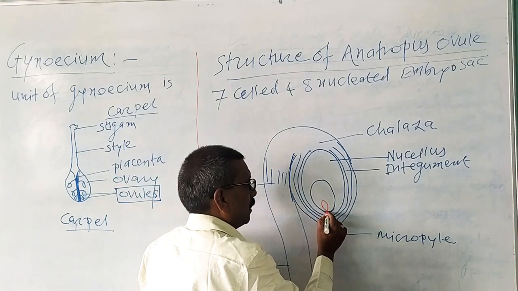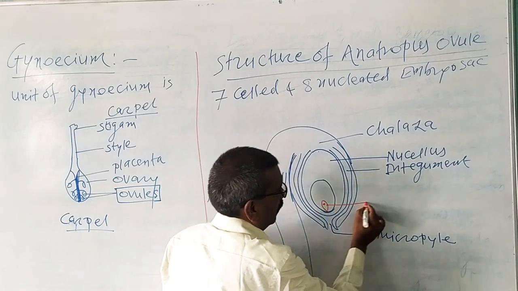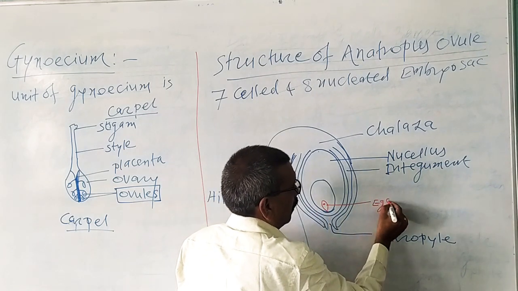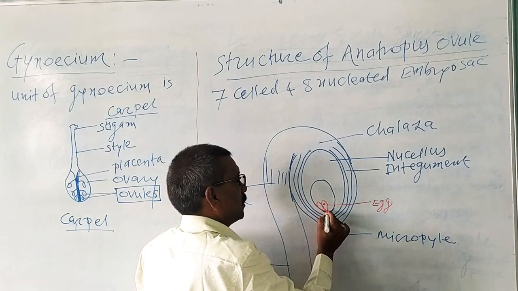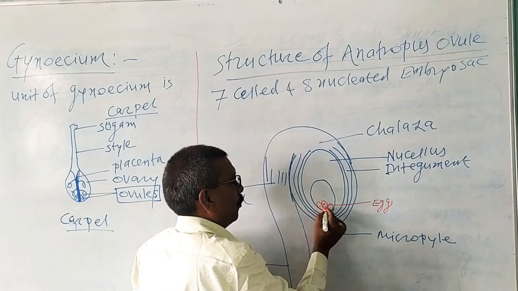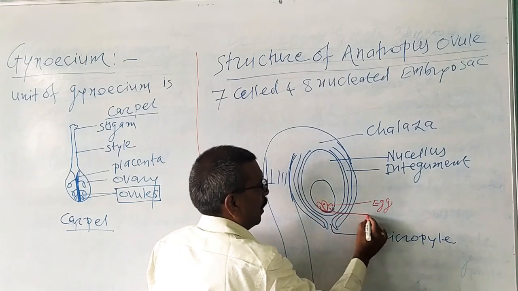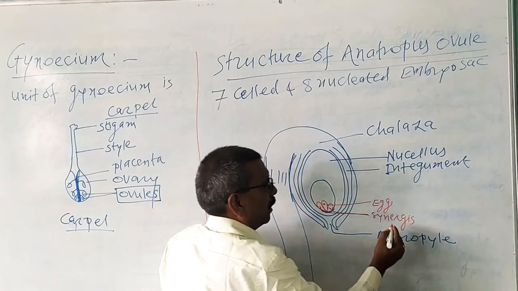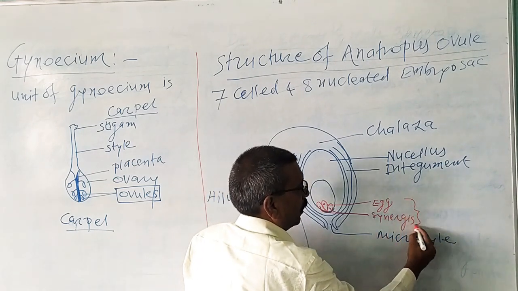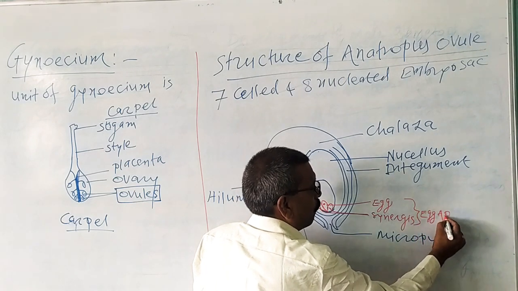In this, a central large cell is known as the egg cell, or it is known as a female gamete, and 2 lateral cells of the egg cell are known as synergids. 1 and 2 are synergids. Now this together forms an egg apparatus.